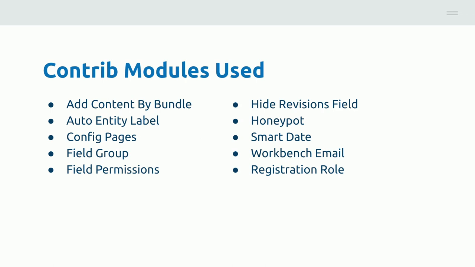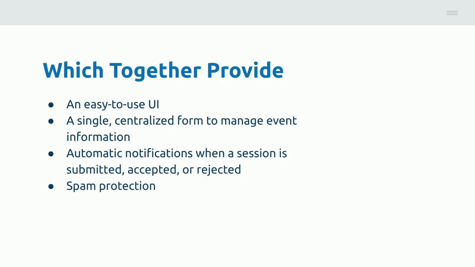There are a variety of contrib modules that were built in to put all of this together. So I'm not going to read all of these. Happy to make these slides available for anyone who wants to go through them, also easily available in the composer.json if you really want to geek out on this stuff. But the important thing is the solution that all of those put together provides. So you're going to have an easy-to-use UI, a single centralized form where you can manage the information for your event, the ability to have automatic notifications when a session is submitted, accepted, or rejected, and then some built-in spam protection as well.